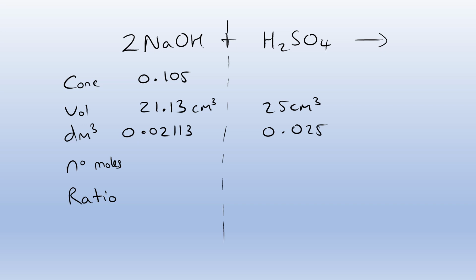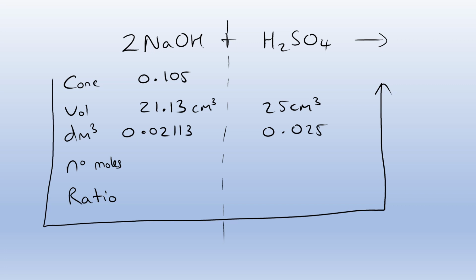Okay, I know most about this left-hand side, so I'm going to work down this side, and then I'm going to work up this side. So to find my number of moles, I'm going to need my two equations. Concentration is the number of moles divided by the volume, and the number of moles is equal to concentration times volume. Again, just like before, I'm not going to just put the numbers in. I'm going to show the examiner I know what I'm doing. So I'm going to do 0.105 times 0.02113. And that comes out as 0.0021.